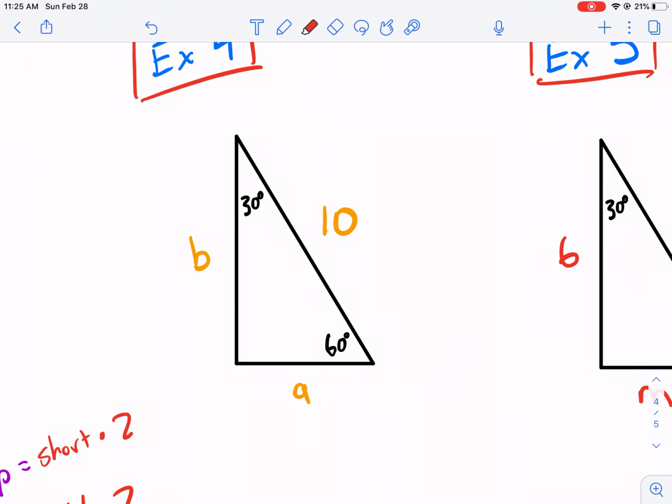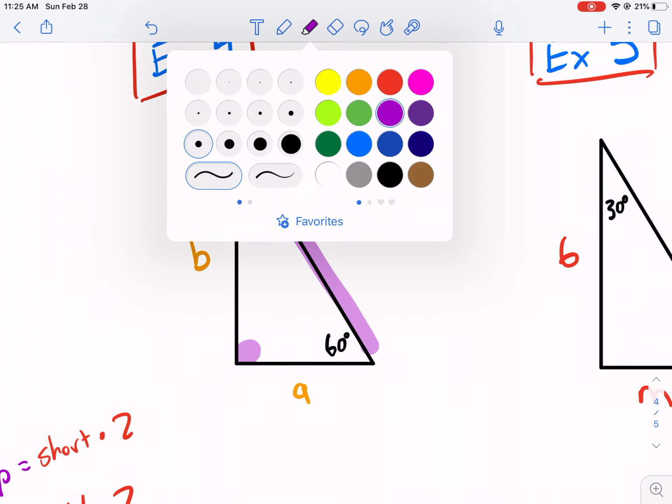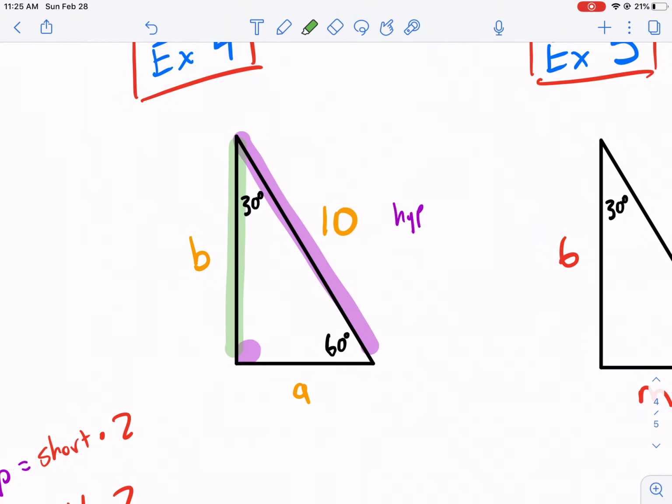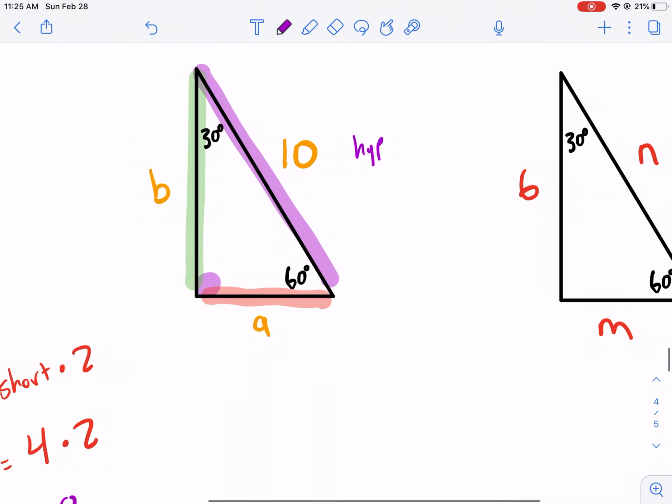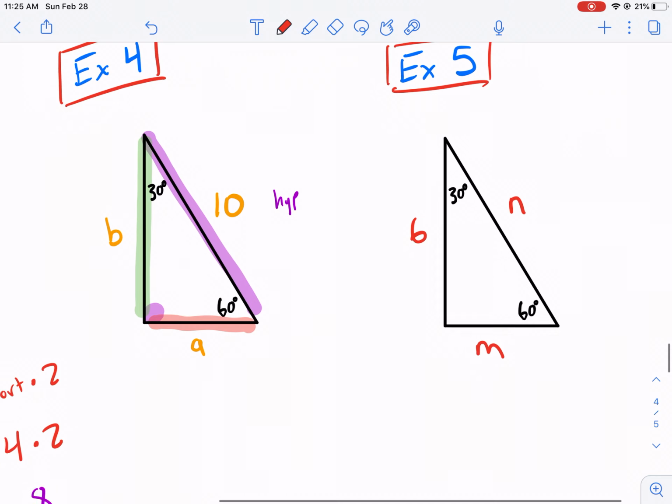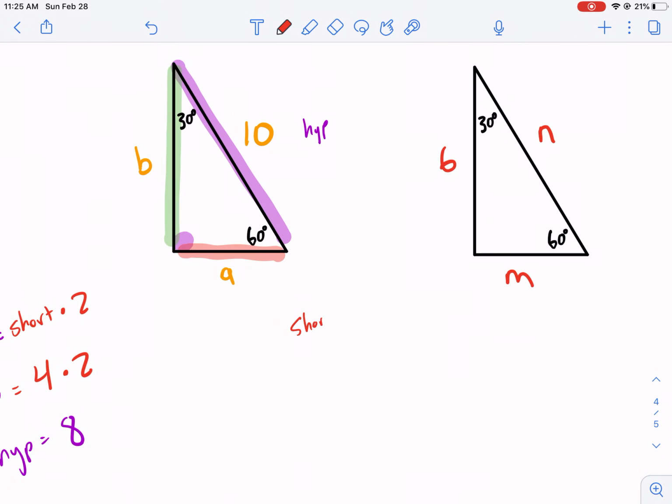This time we're given the long side. Okay, here's our 90-degree angle. So it's opposite. This is our hypotenuse. Okay, here we have our medium side. And then here we have our short side. Now, the key is always find the short side. You always want to find the short side first. Well, we know that our short side times 2 equals the hypotenuse.